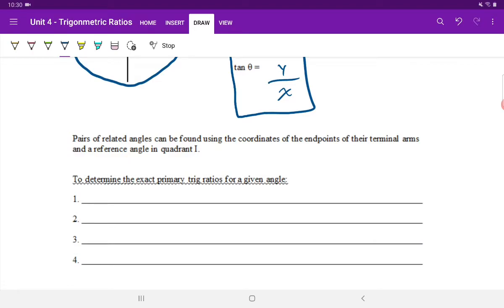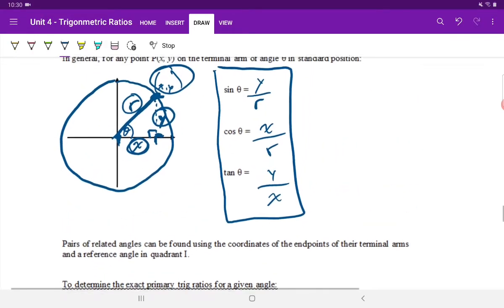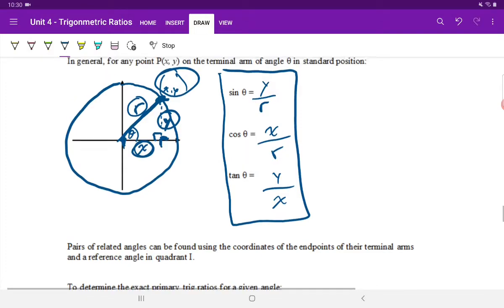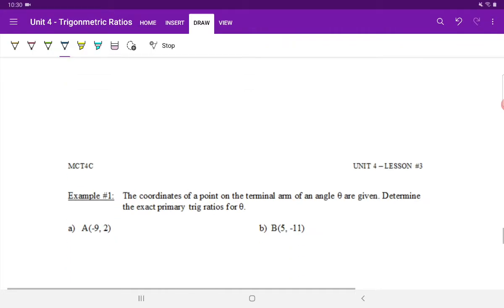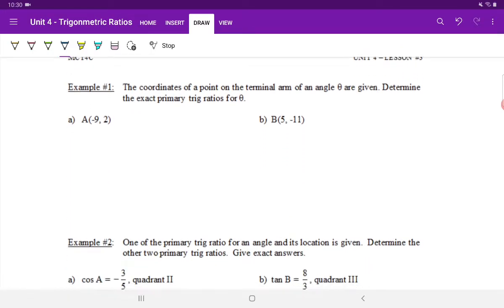Before we get to any sort of summarizing, let's do an example now. So we're going to use these formulas to answer a question that is going to require us to use these formulas. So let's go down. Let's take a look. It says the coordinates of a point on the terminal arm of an angle theta are given. Determine the exact primary trig ratios for theta, meaning sine, cos, and tan. We have to write out the ratios, and there can be no decimals because it says to use exact values.